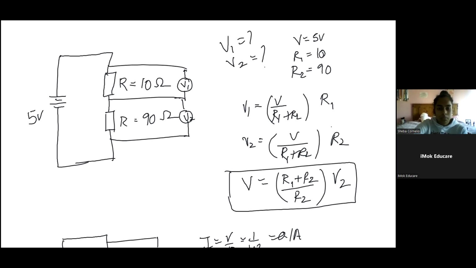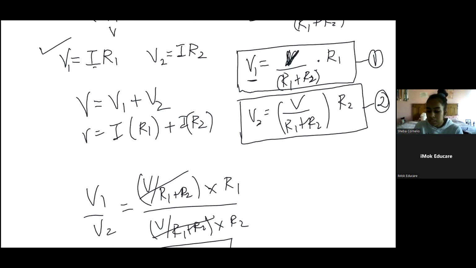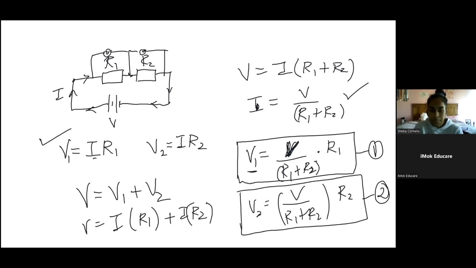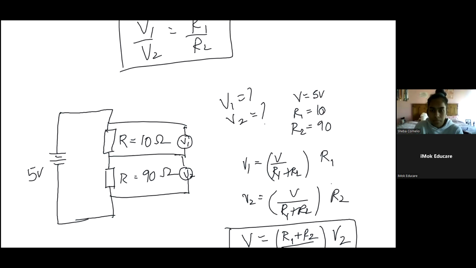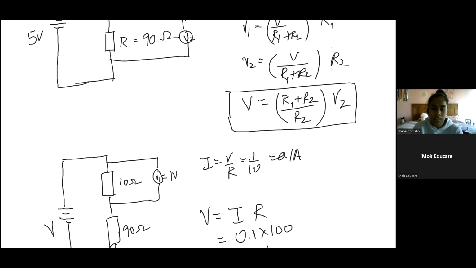And we come down to a formula: V1 is equal to V upon R1 plus R2 multiplied by R1 if we want to find V1. And V2 is equal to V upon R1 plus R2 multiplied by R2 if we want to find V2. What is V upon R1 plus R2? Basically, it is nothing but the formula for current. So once you find the current in the circuit, obviously you can find the voltage of that part of the resistance simply by multiplying the current with the resistance. Make sense?